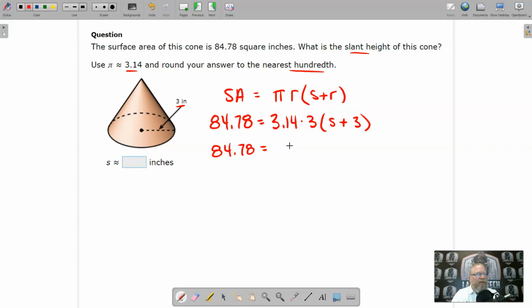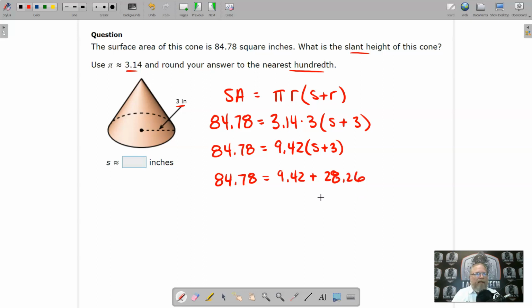We're going to bring down the 84.78, and we're going to do the 3.14 and multiply that times 3 and get 9.42. 9.42. And then let's bring down our quantity of s plus 3. Now I'm going to distribute that 9.42 into the quantity of s plus 3. So 9.42 times s is going to be 9.42s. And then I'm going to go ahead and distribute that 9.42 and multiply that by 3. So let's multiply that times 3, and that's going to give us 28.26.